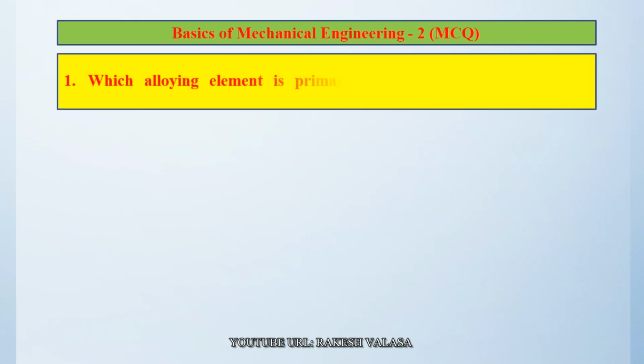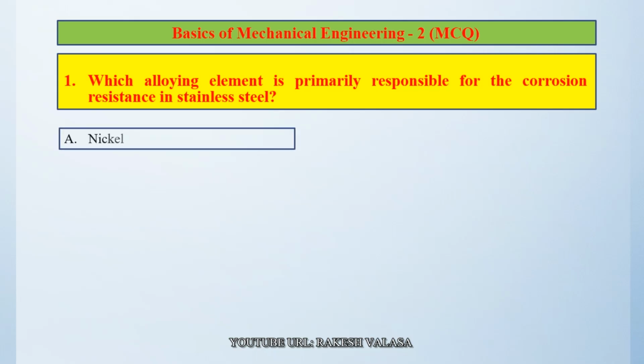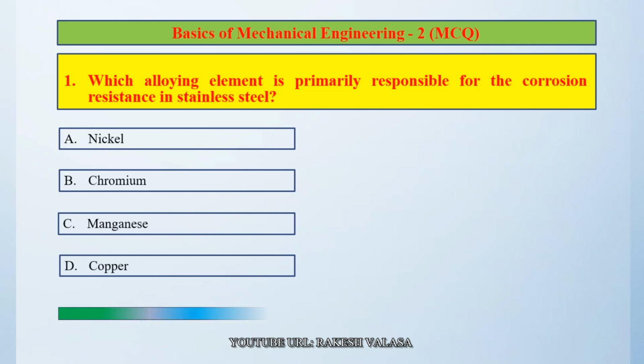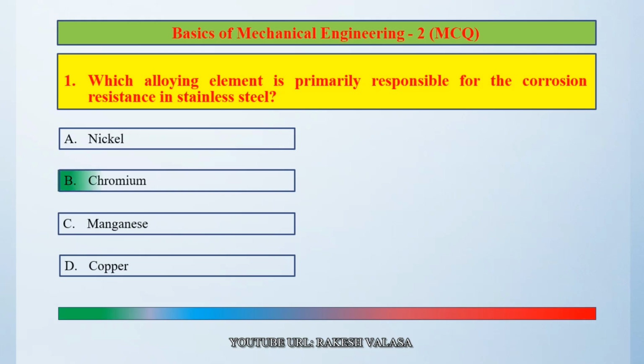Question number 1. Which alloying element is primarily responsible for the corrosion resistance in stainless steel? Option A nickel, option B chromium, option C manganese, option D copper. The correct answer is option B chromium. Let us see the explanation.